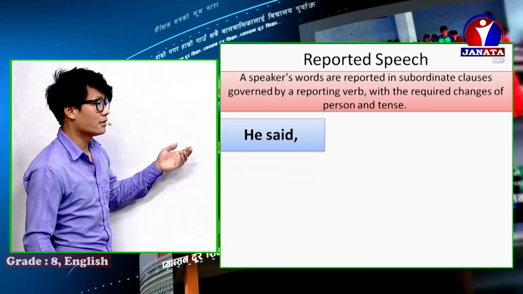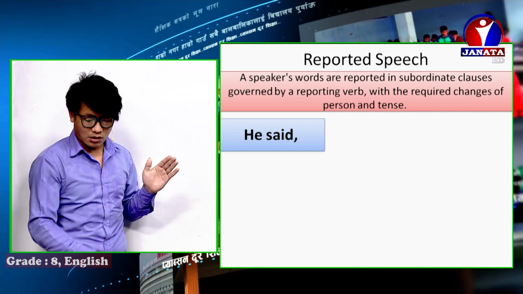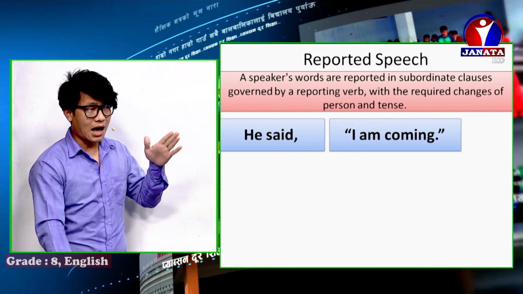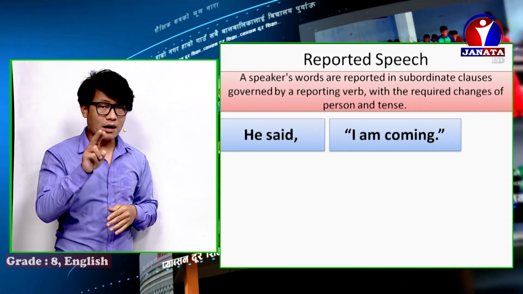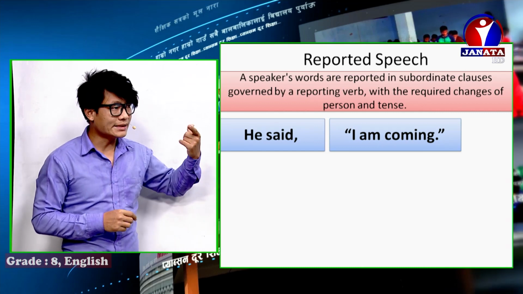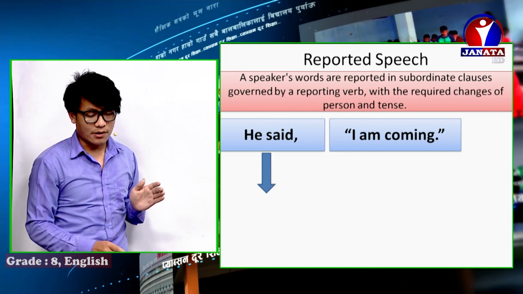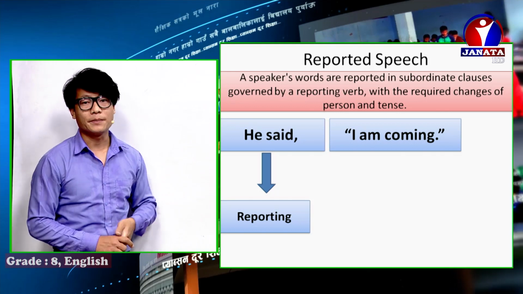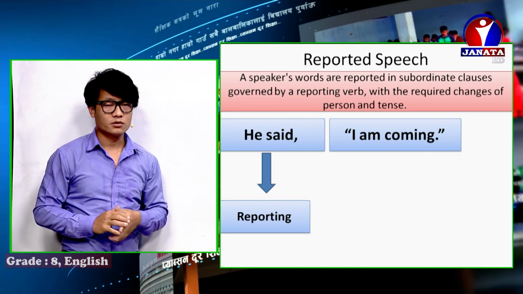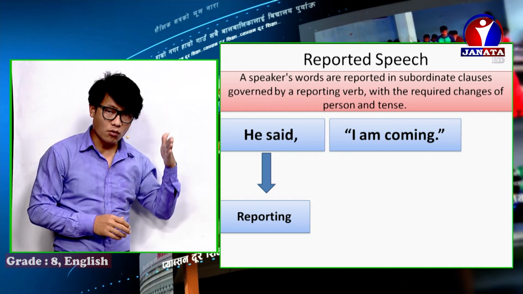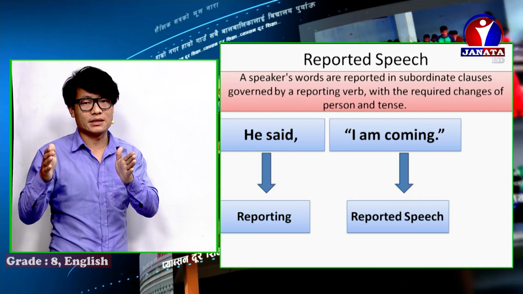Let me give you an example here. He said, "I am coming." So here are 2 types of sentence. One is "he said", another is "I'm coming". What is this first sentence called? This first sentence is called reporting, because he is reporting the sentence which is in inverted commas. So "he said" is reporting, and "I am coming" is the reported speech, the reported sentence.